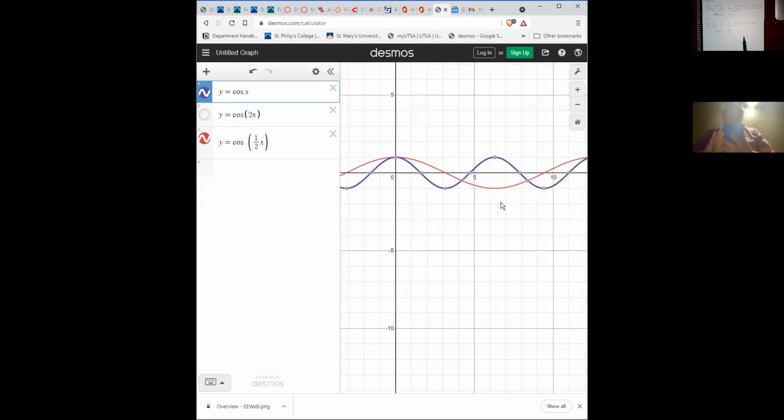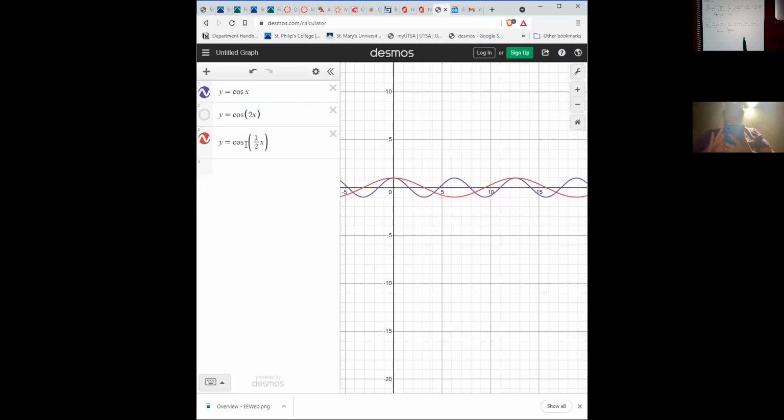The red one actually takes longer now because it's half as fast, meaning its period goes out all the way till 4 pi. So it takes 4 pi until it repeats itself, versus the purple, which repeats itself at 2 pi. The cycle ends after 1 period. Okay, so you can find that using the formula. When they ask you what is the period of cosine 2x, you would just use that b, or the half x. Okay.